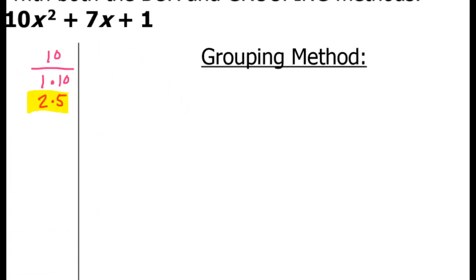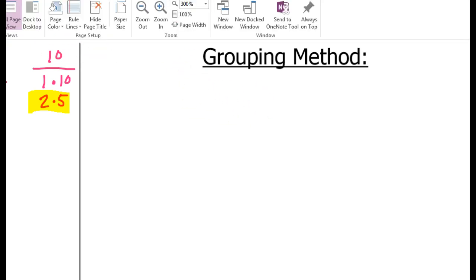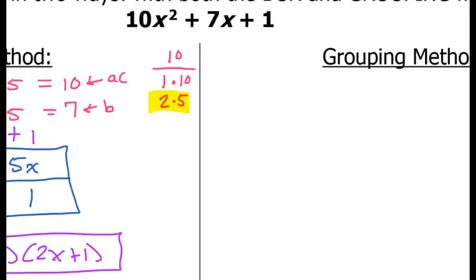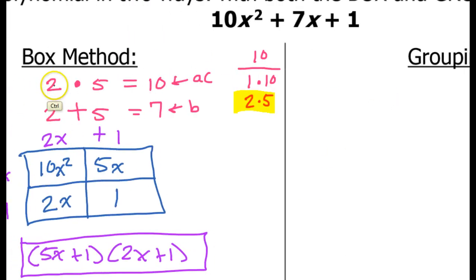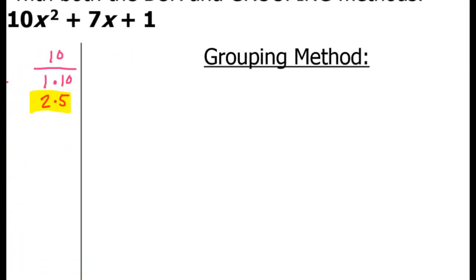Okay, now you're going to see just how similar the grouping method is. We've already established that there is no GCF, but if there was one, we would still do that for the grouping method. And you know how in the box method the first thing we do after the GCF is a product and sum? Well, guess what? Grouping method is no different. We still start off with a product and a sum.